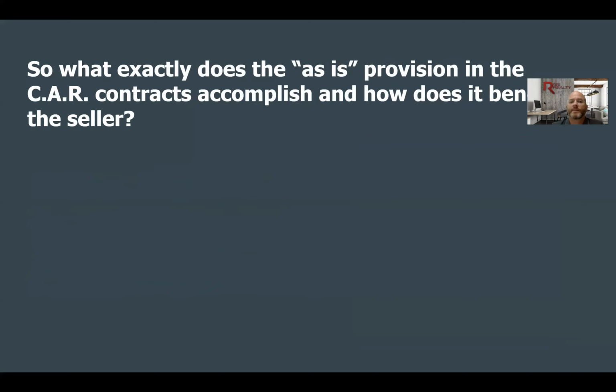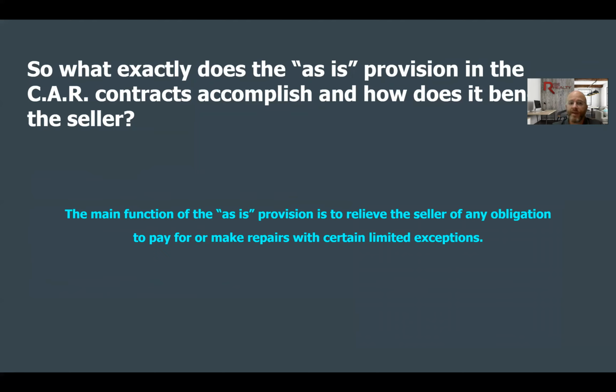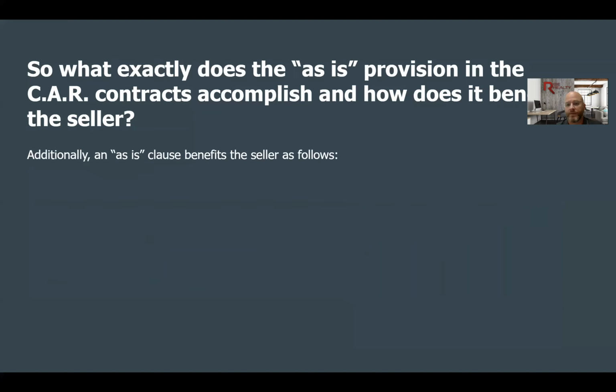So what does the as-is provision accomplish, and how is it a benefit to the seller? The main function of the as-is provision is to relieve the seller of any obligation to pay for or make repairs, with certain limited exceptions.